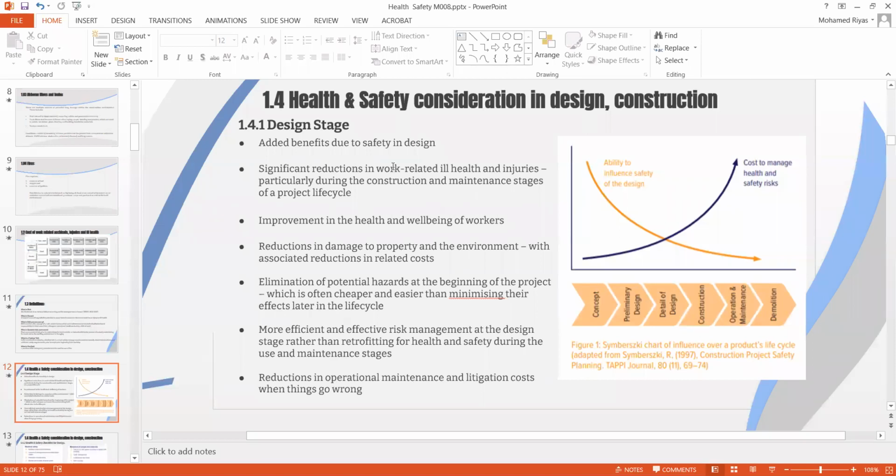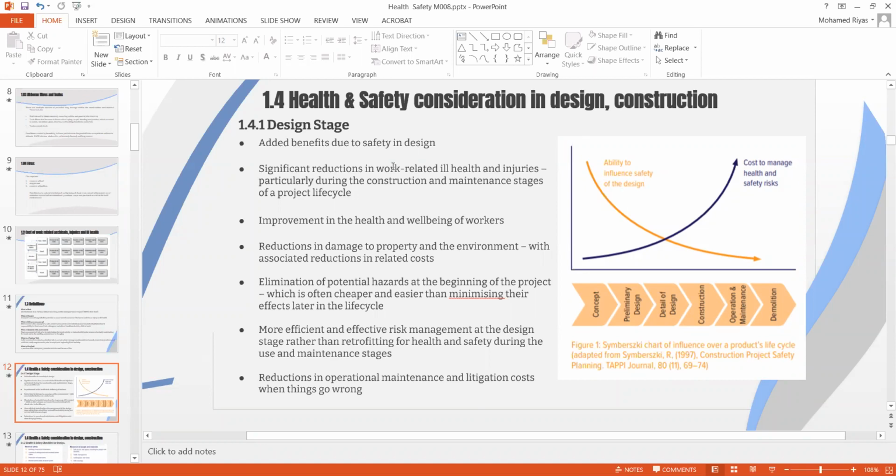The first one is that it reduces work-related health problems and injuries. As we discussed, the impact of work-related injuries and health problems, you will eventually pay for that. So if you have a safe design, it will reduce work-related health problems and injuries. The second one is improvement in the health and well-being of workers. If workers are fit, they will give you productivity, and you can achieve the target productivity.